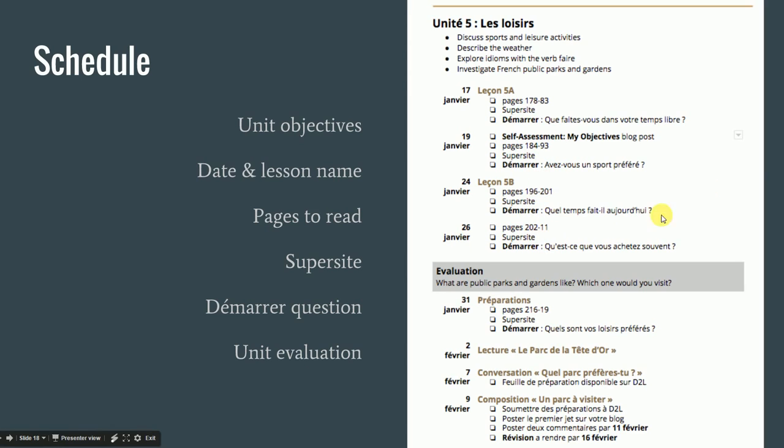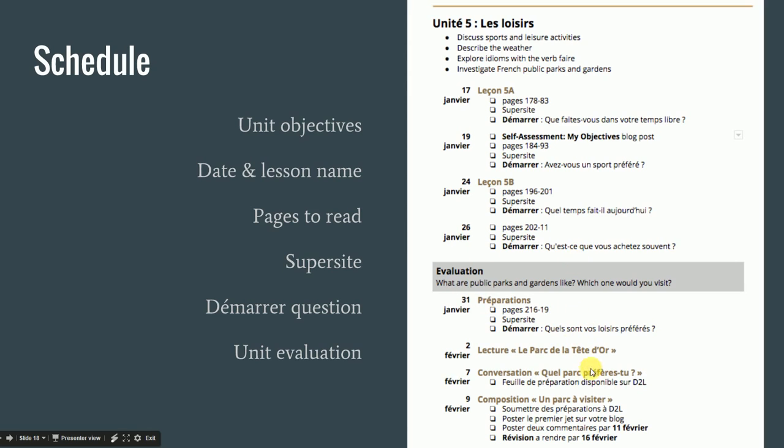These are things you need to have prepared before you come to class. Okay? So make sure you read through the pages in your textbook, complete the supersite activities that are assigned for that day, and then have a clear response to the démarrer question ready to go when you walk in the door.